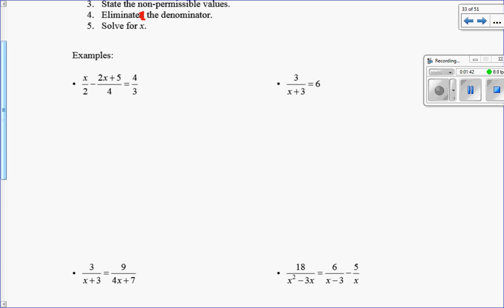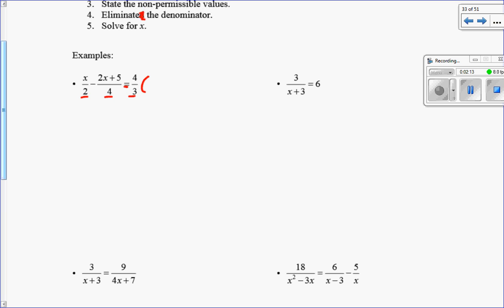Okay, the first one is x over 2 minus 2x plus 5 over 4 equals 4 over 3. When I look at these three numbers in the denominator, remember I have to find a lowest common denominator that all three of those are factors of. The lowest common denominator that I can find would be 12. So I'm going to multiply both sides of this equal sign by 12.